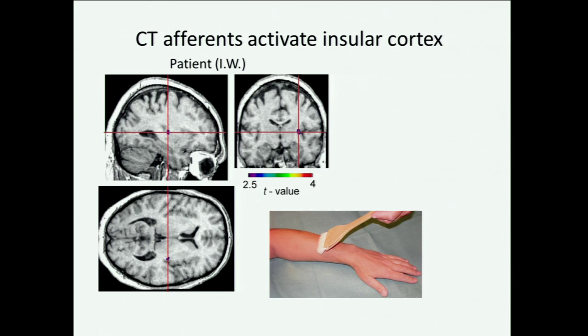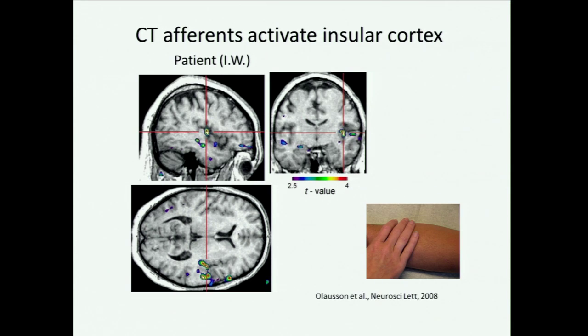And we tested the other patient, IW, and we found a very weak, just above significance, insula activation, contralateral insula. But then, instead of using the brush, we used manual caressing, which, as Johan mentioned, and Rochelle will talk about on Sunday, is a more effective CT stimulus. And then we had a more robust, more reliable insular activation. But again, no activation of somatosensory cortices.